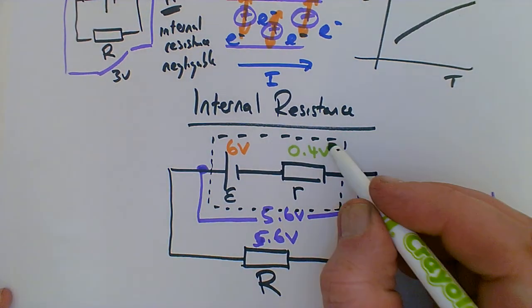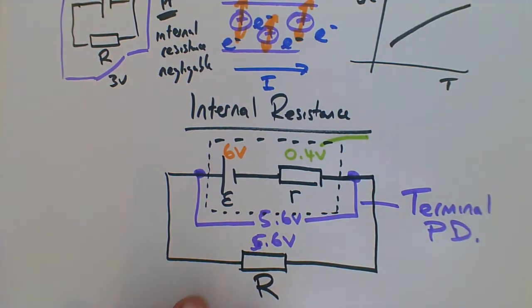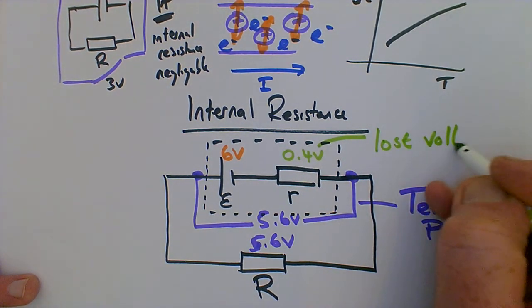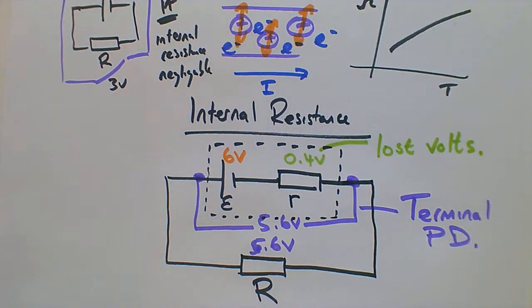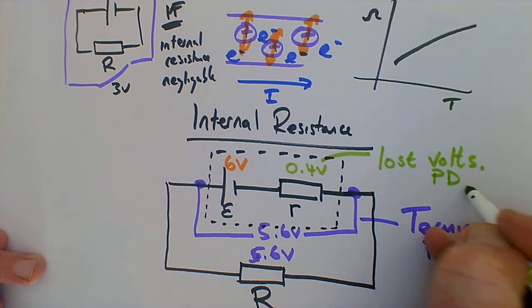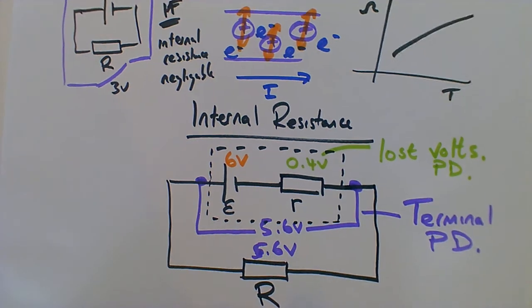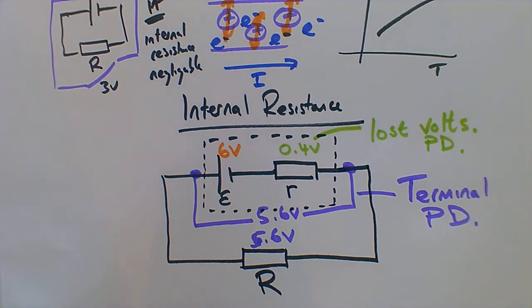So what's the 0.4 volts called? Well, often, because this is a complete waste, isn't it? This is energy that is just going into nothing. It's just going into heating the supply. We call these lost volts, or lost PD, whatever you want to go with, because that's just purely wasted inside this theoretical resistor. Okay, so that's where internal resistance comes into play.